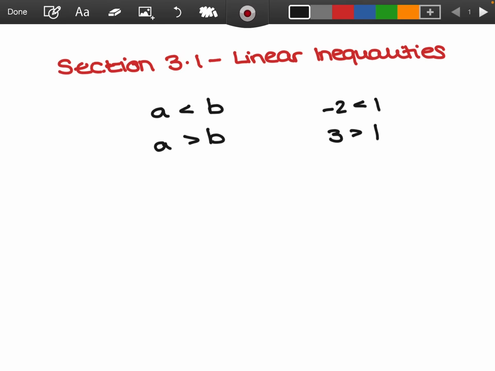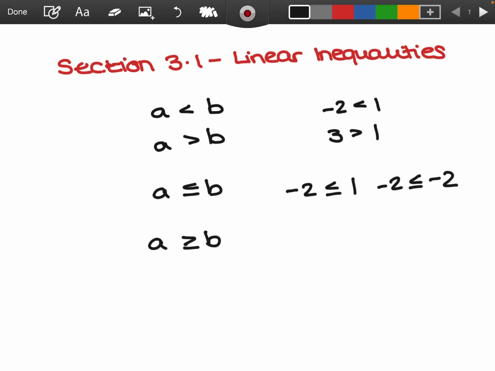Then we have the inequalities where it could be less than or equal to or greater than or equal to. So you could have A is less than or equal to B and A is greater than or equal to B. So for example here, we could still say that -2 is less than or equal to 1. We can also say that -2 is less than or equal to -2. Okay, that is also true. It is equal to it, but we're here saying less than or equal to. So be aware of the difference between a strict inequality and a not strict inequality. And of course we can do the same thing with greater than or equal to.